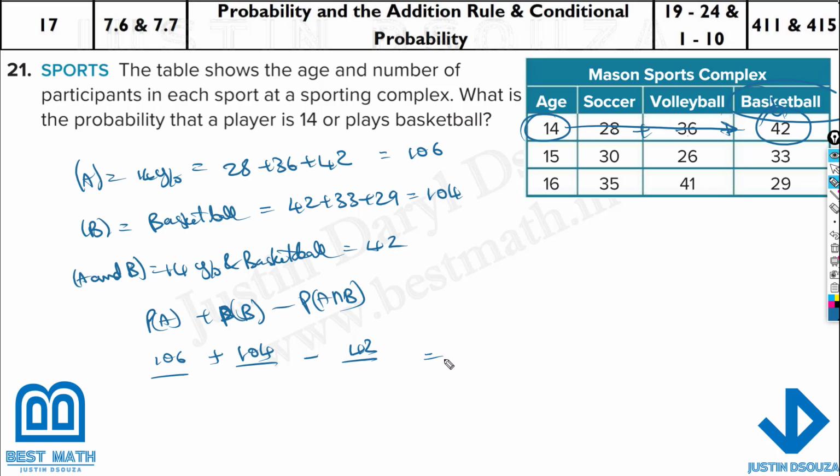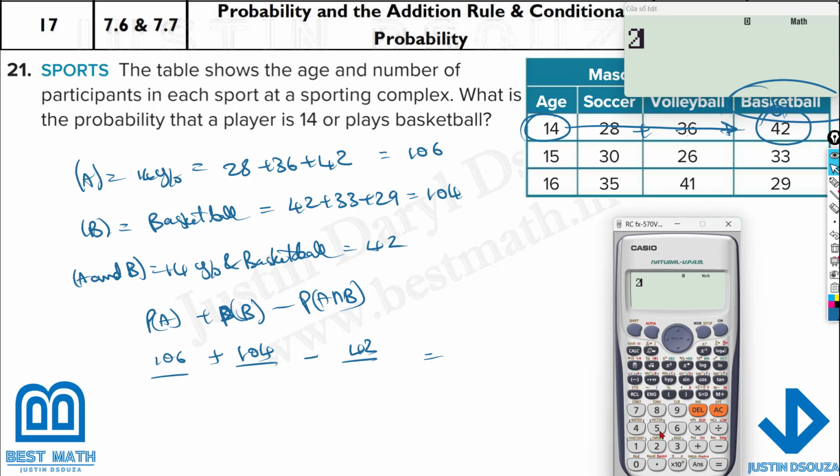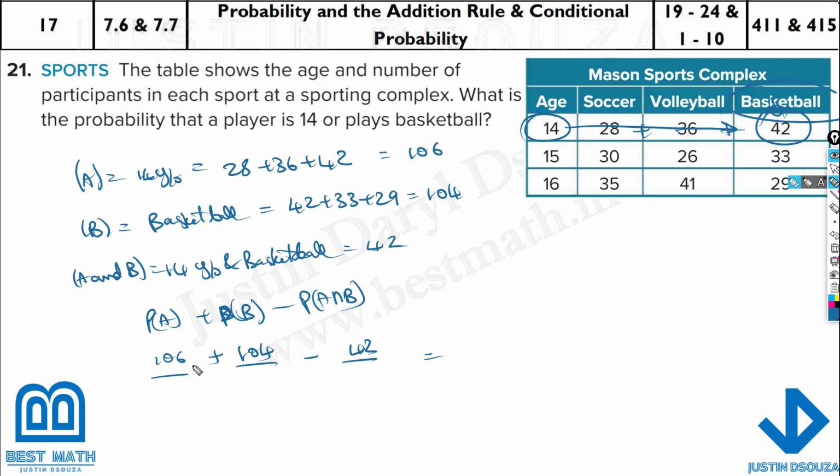Now, whatever you get in the answer, that is probability of A or B, that is 14 years old or basketball. It will be 28. Don't repeat any box twice. 28, 36, 42, 30, 26, 33, 35, 41, and lastly we have 29. And the answer is 300. So here every way we have to divide by 300. And again put that in the calculator and you'll get the answer.